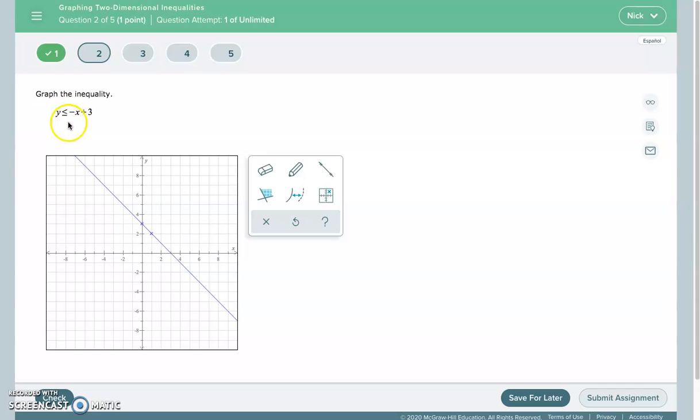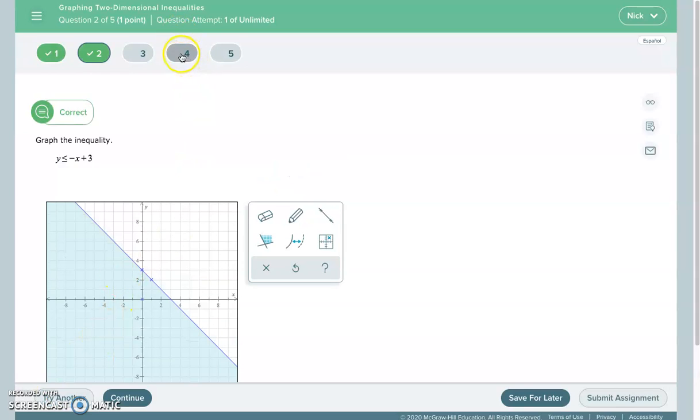Look at the symbol. This is less than or equal to, so it stays solid because it's or equal to. Then I pick a test point. Let's go with 0, 0. Origin's always a nice one. If I plug that in, I get 0 is less than or equal to 3, which is true, so I'm going to shade the side with my test point. So that would be shaded down here.